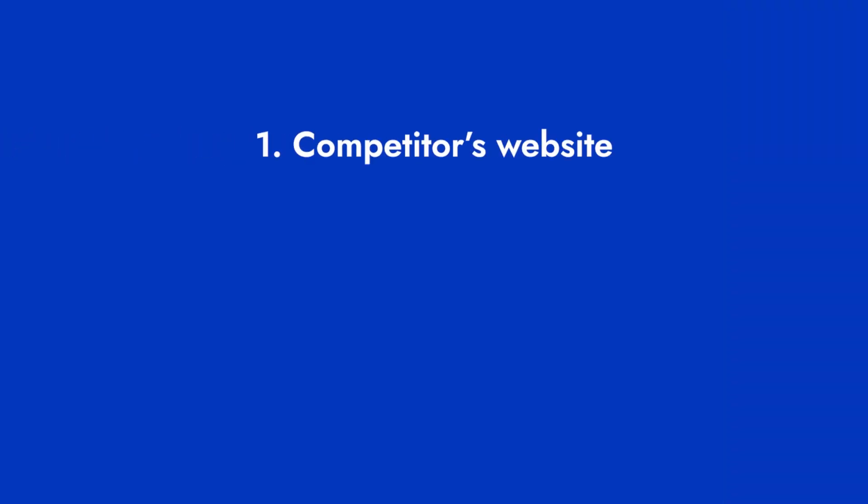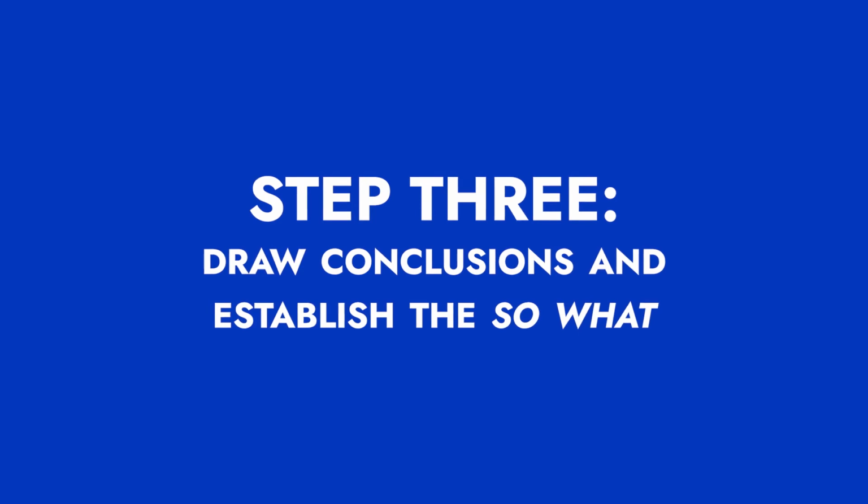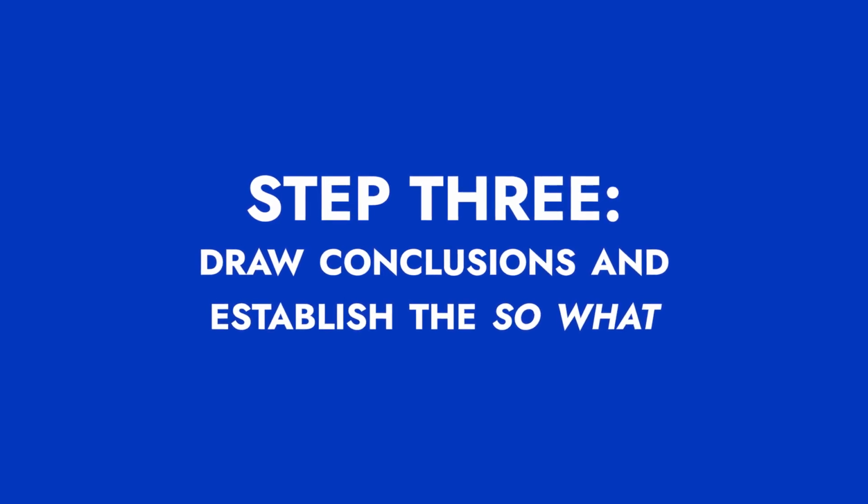Your competitor's website, where you can examine the positioning and promotion of their product. 2. Media coverage, which should give you a sense of who the competitor is targeting and which pain points and benefits they're emphasizing. 3. Customer reviews, which will tell you what buyers like and dislike about this competitor's product. And 4. Your CRM, where you can review your sellers' notes and learn more about your buyers' perspectives on this competitor.